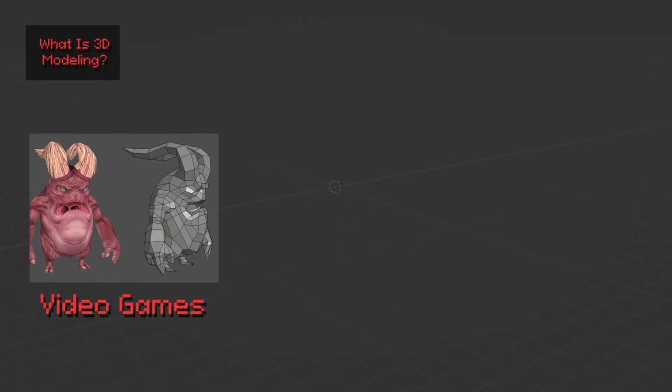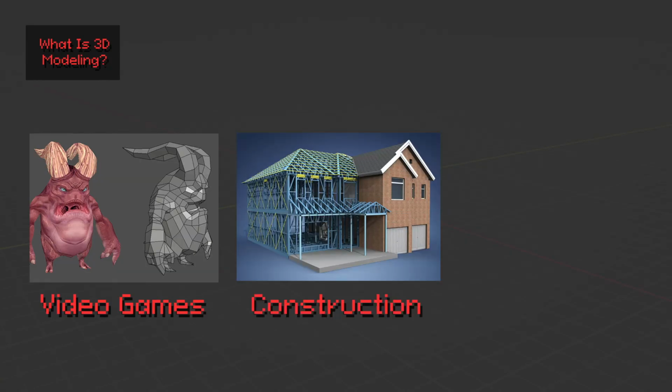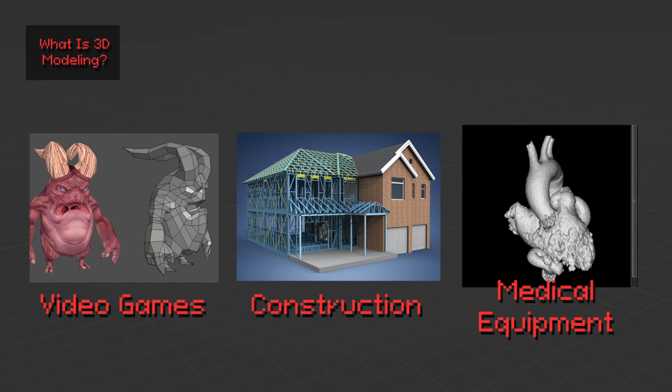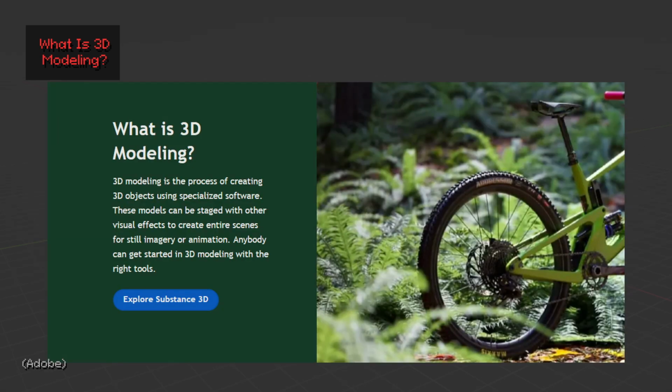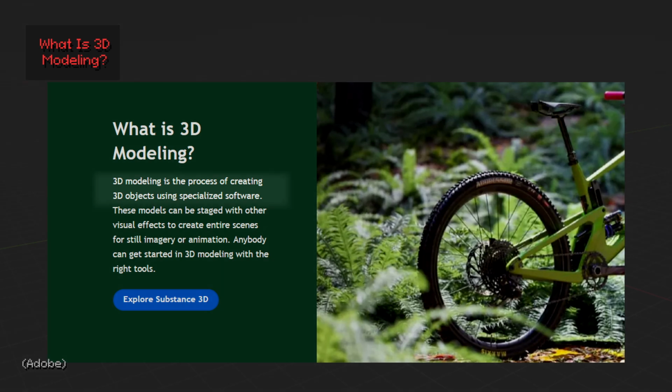What do video games, construction, and even medical equipment all have in common? They're all 3D modeled. But what is 3D modeling? According to Adobe, one of the largest computer design companies in the world, 3D modeling is the process of creating 3D objects using specialized software.